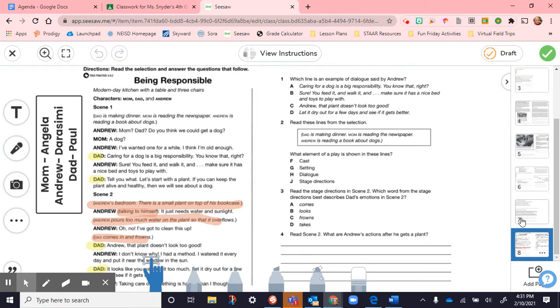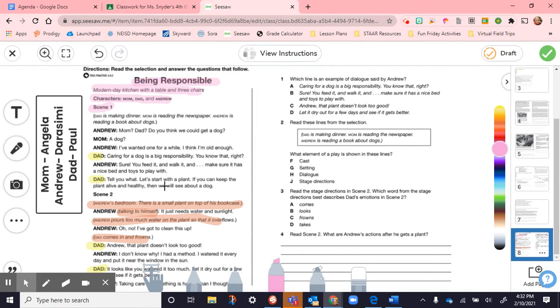What do we expect? We expect there to be characters. We expect there to be a title. We expect to get the setting, where the story is taking place. Sometimes we'll have different scenes, if the setting is changing. So, for example, right here, they're in a modern day kitchen with a table and 3 chairs. Then in scene 2, they move to Andrew's bedroom.